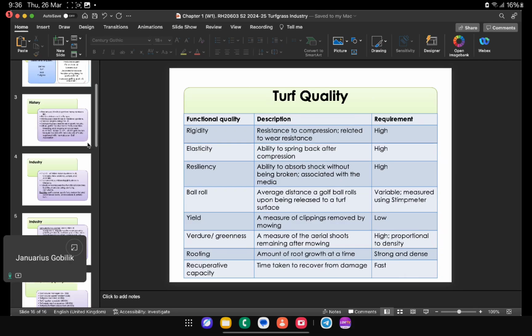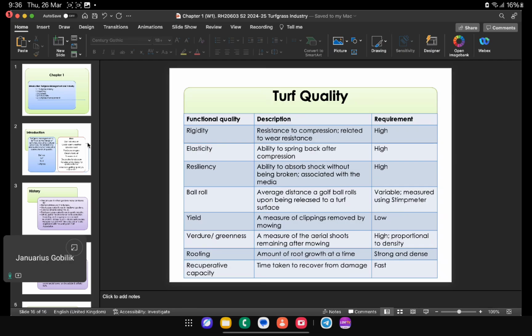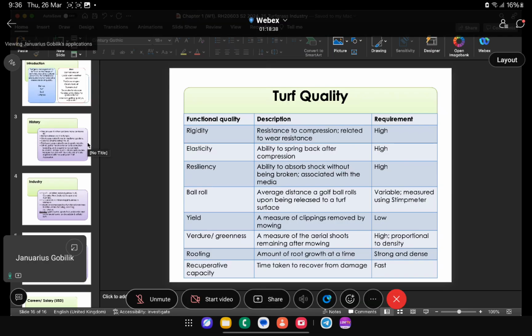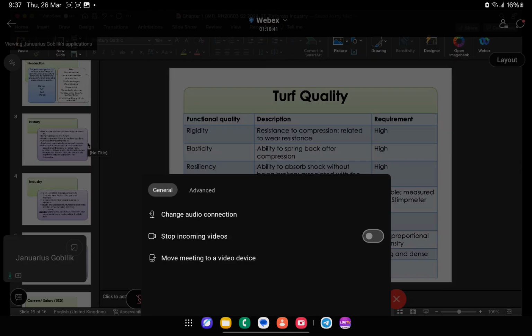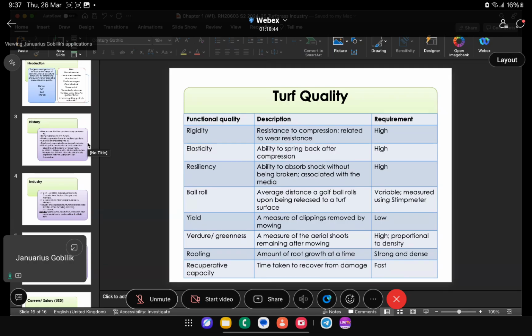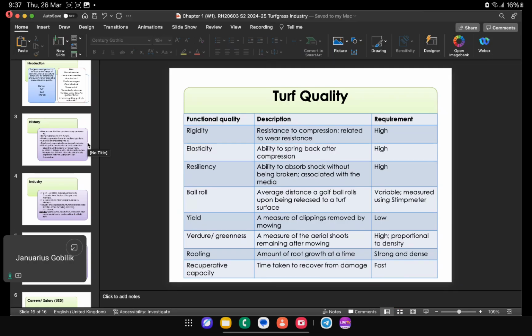So in brief, today we have learned about the synopsis of the course. You have learned about the expected learning outcomes. We have learned about the turf grass industry, the career, and also the kind of salary that you will receive. And of course, we have learned about the top quality criteria. So this will give you the fundamental knowledge in this course that you will need to maintain throughout the course.